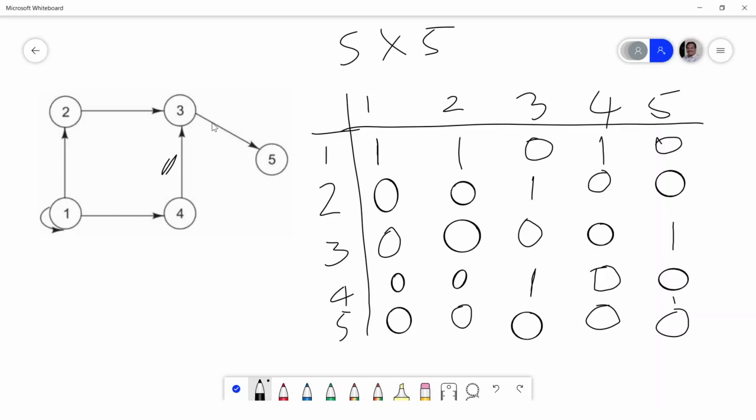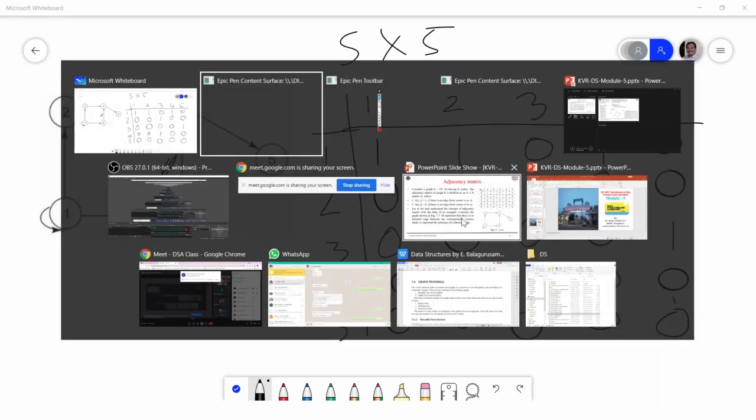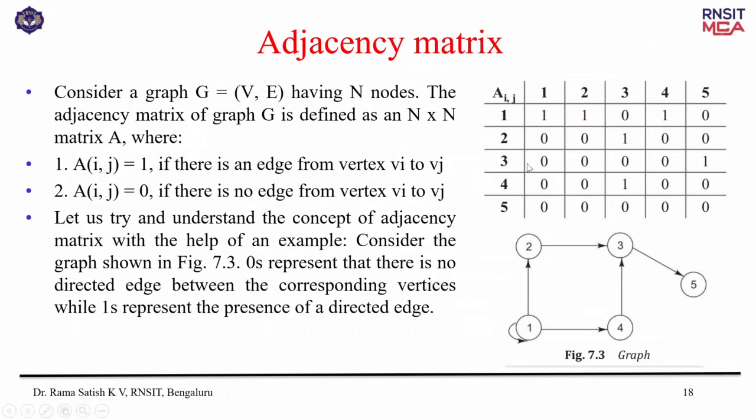So, actually 3 to 5 is there. 5 to 3 is not there. So, this is the matrix that we have got. The same matrix is available here. You can see the same matrix is available here. Observe here. Whatever I have written, the same thing is available here.